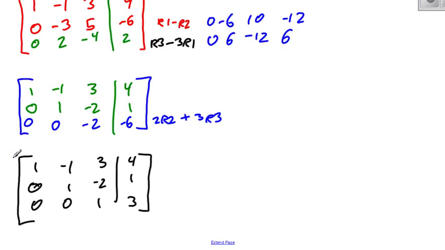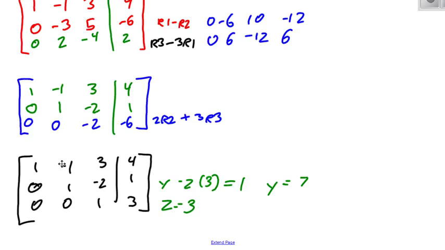So from here you can use back substitution, because this tells us that z equals 3. Plug that in, we would get y minus 2 times 3 equals 1, so that's y minus 6 equals 1. Add 6, we get y equals 7.